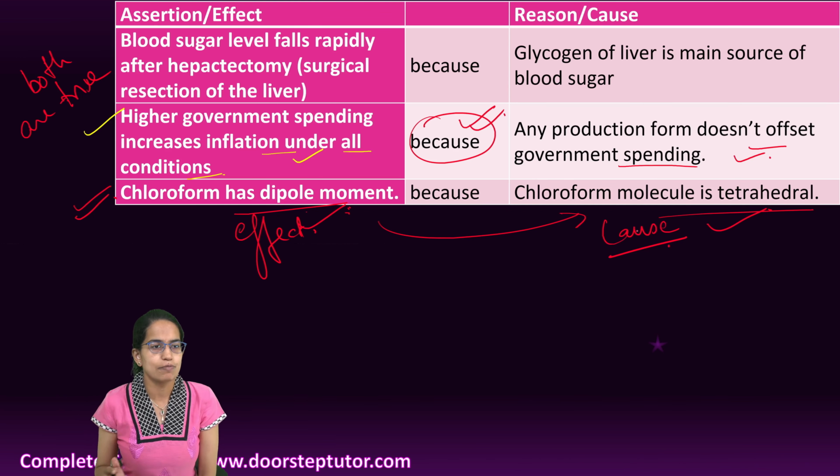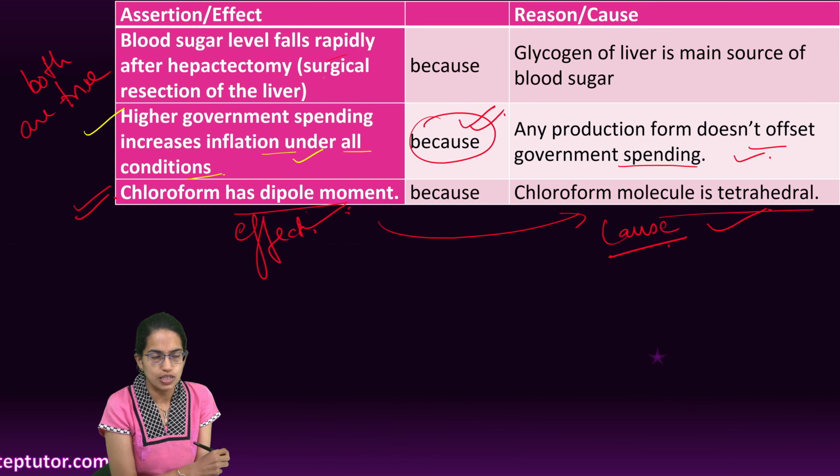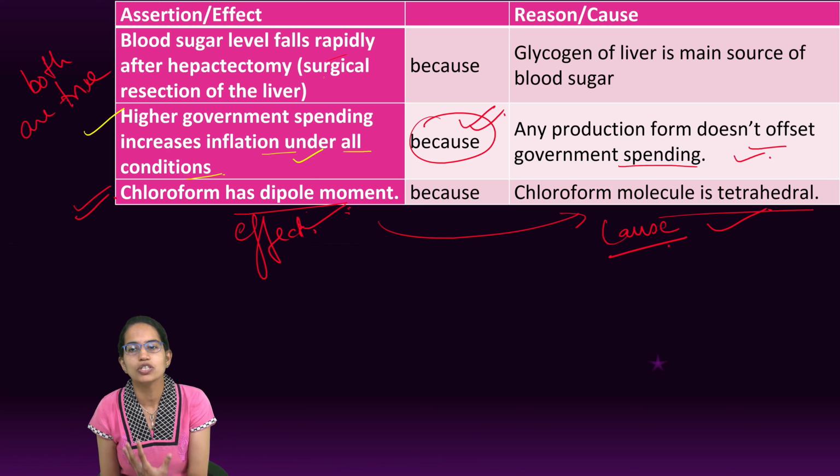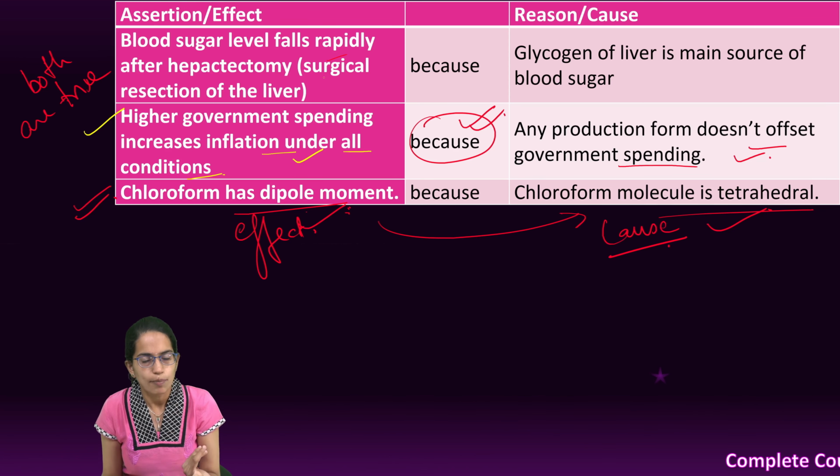There is another statement here: blood sugar level falls rapidly after removal of liver, and that is because glycogen of liver is the main source of blood sugar, and this leads to fall in the blood sugar level.